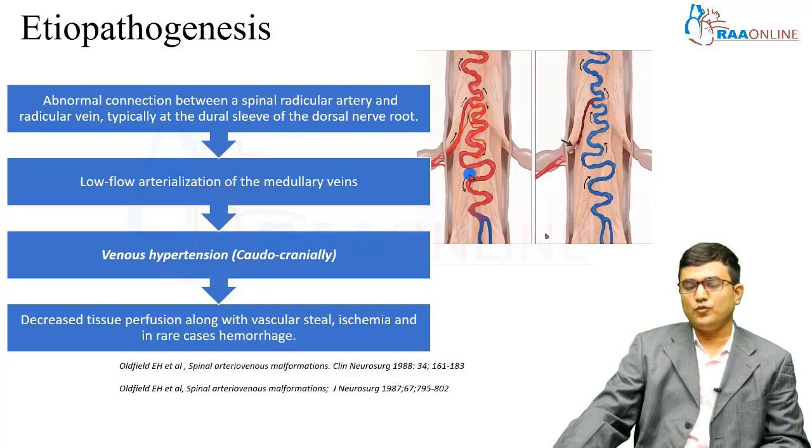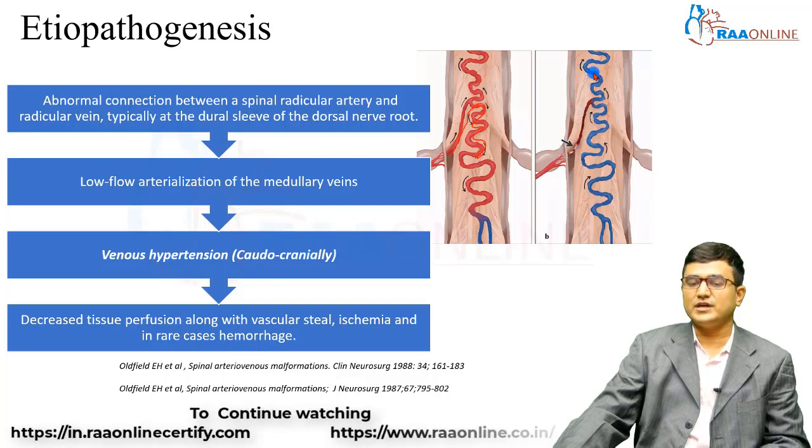So how do we address this lesion? It is as simple as it seems in this diagram. An abnormal spinal radicular artery is communicating with the vein, and because of this abnormal communication there are arterialized veins. So the simple solution is to excise the fistula, which is the abnormal communication between the artery and vein. Once you do that, normal flow will be re-established through the medullary veins, and there will be no increased venous hypertension.